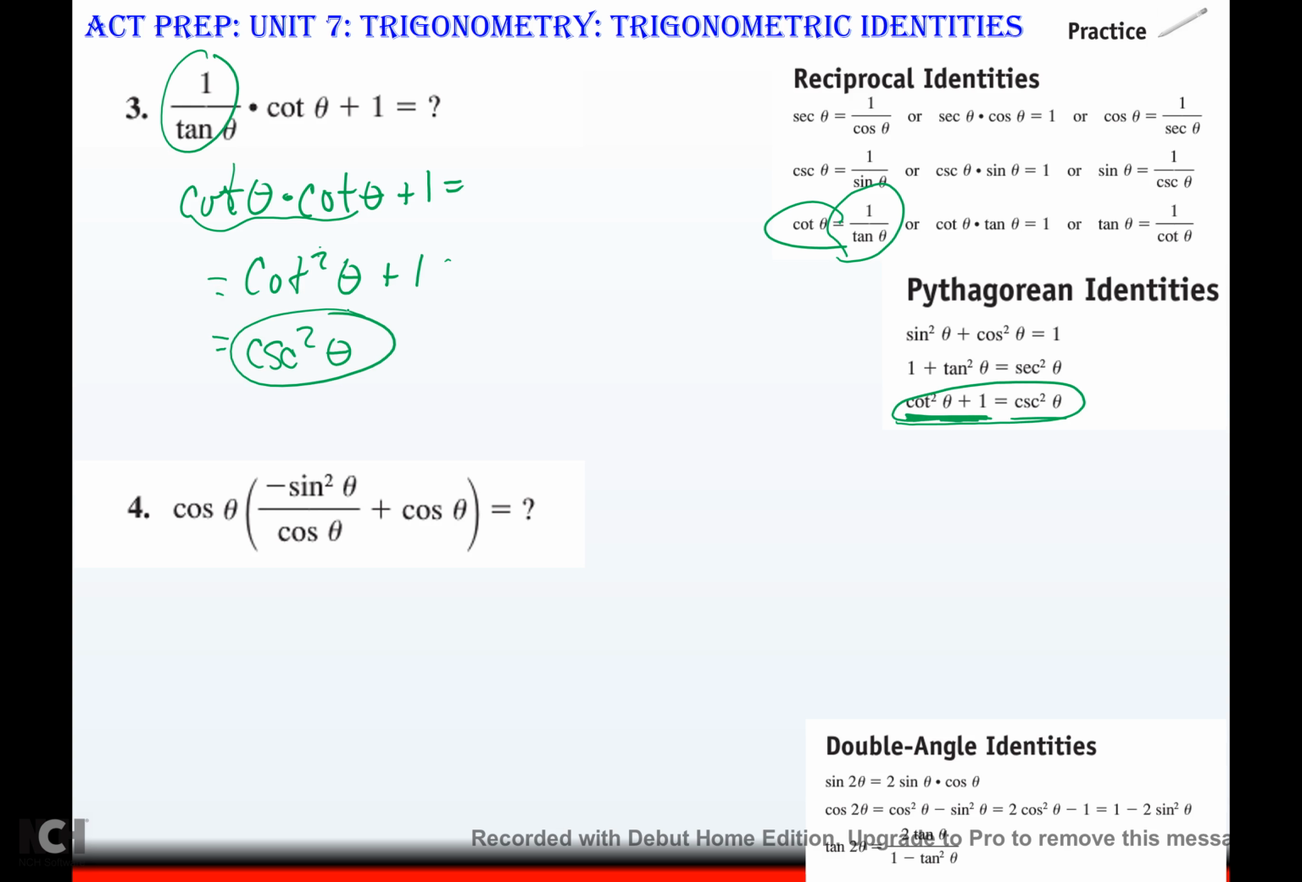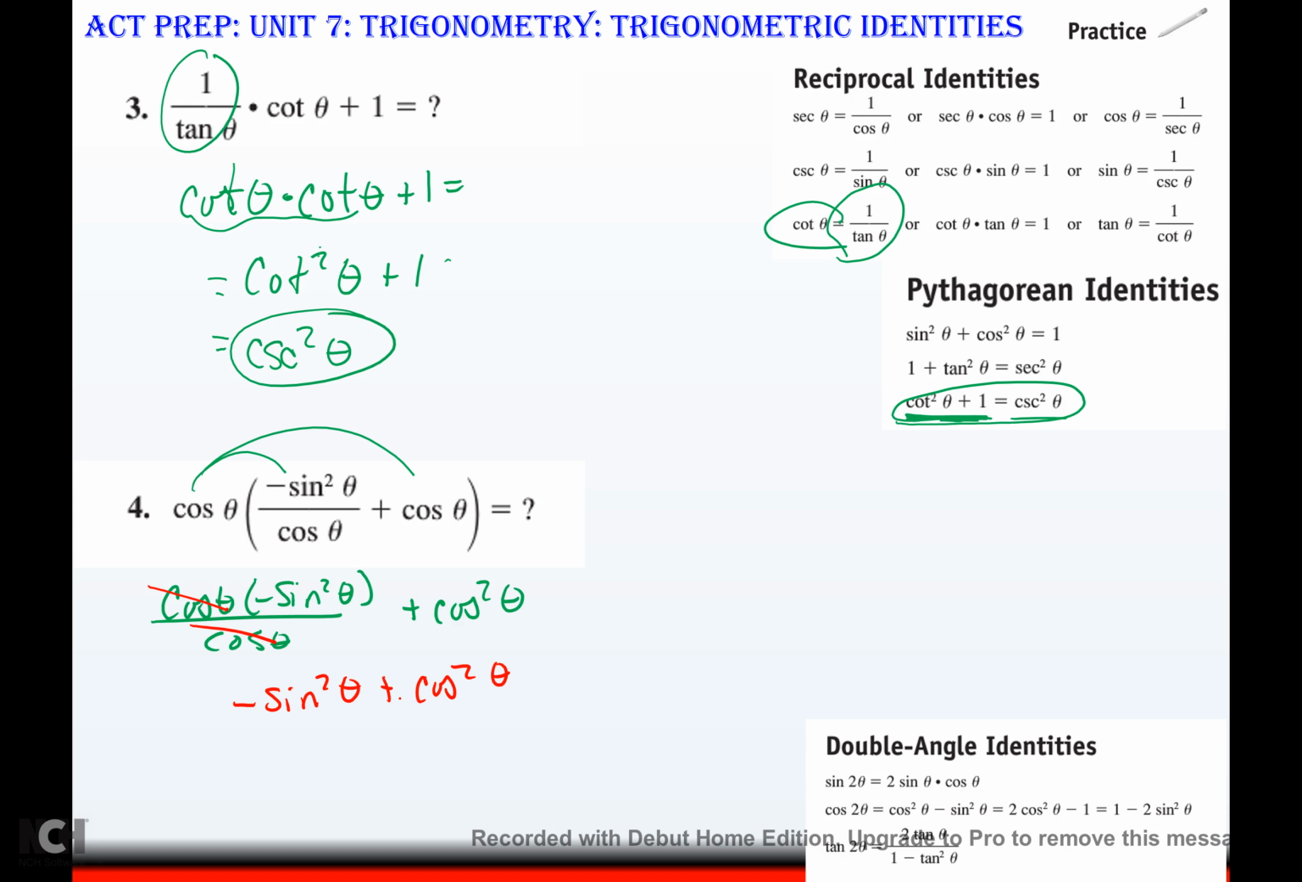Alright, on this number 4, I'm going to distribute the cosine through, so I would have cosine theta times negative sine squared theta over cosine theta plus cosine squared theta. And I'm trying to figure out what that equals. Well, these cosines cancel, so I have negative sine squared theta plus cosine squared theta. That would be the same thing as cosine squared theta minus sine squared theta. And no, that doesn't equal 1. If it was plus, it would.